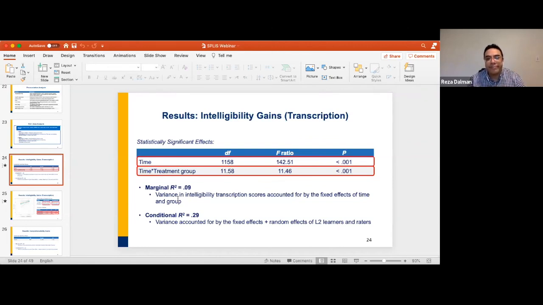Mm-hmm. Perfect. We have another question. It says, did all the raters have a similar amount of exposure to foreign accent?